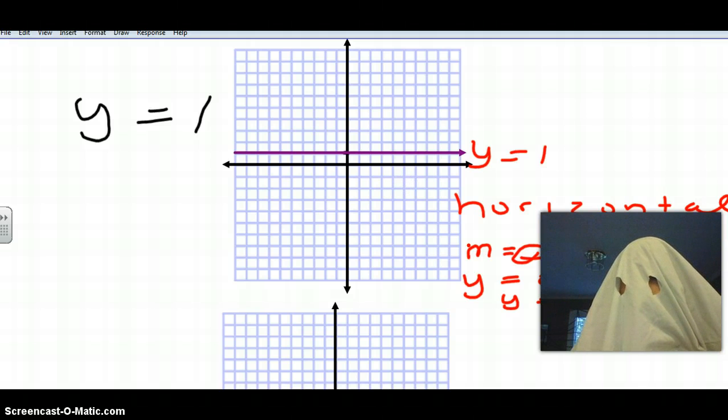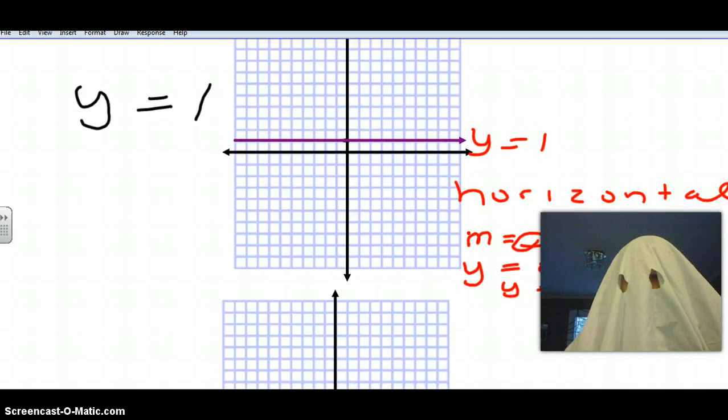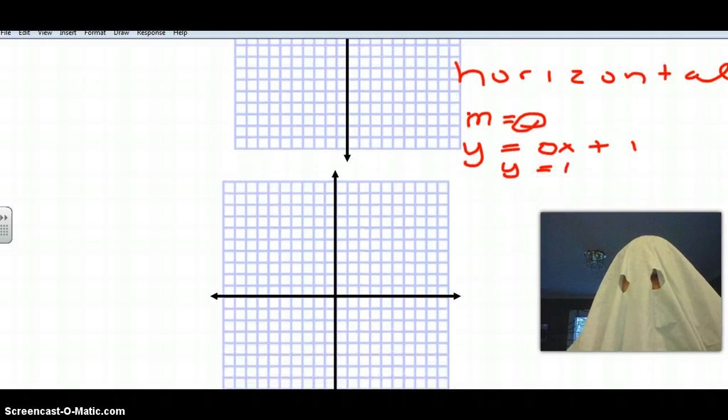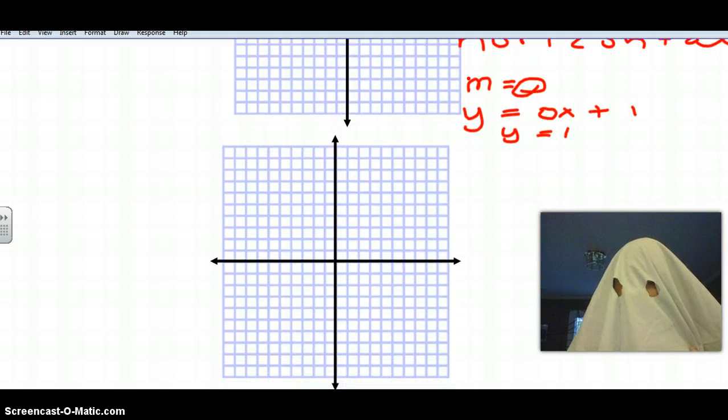Okay, so then let's look at the opposite. If y equals 1 is a horizontal line, then x equals 1. That means on the x-axis at the 1, there's a line that goes through there. Now it wouldn't make sense to draw the x-axis. That's y equals 0, because that's horizontal.